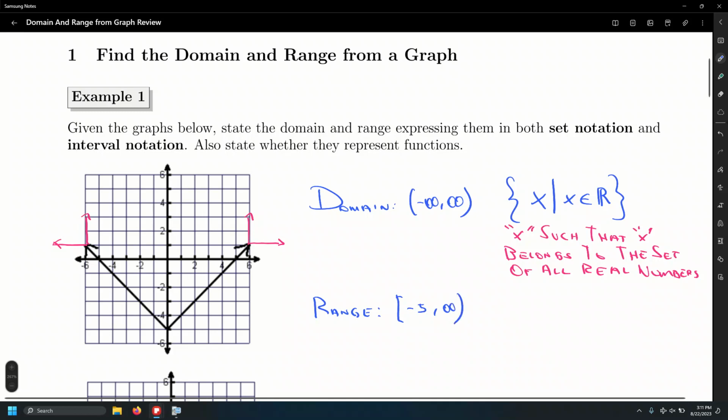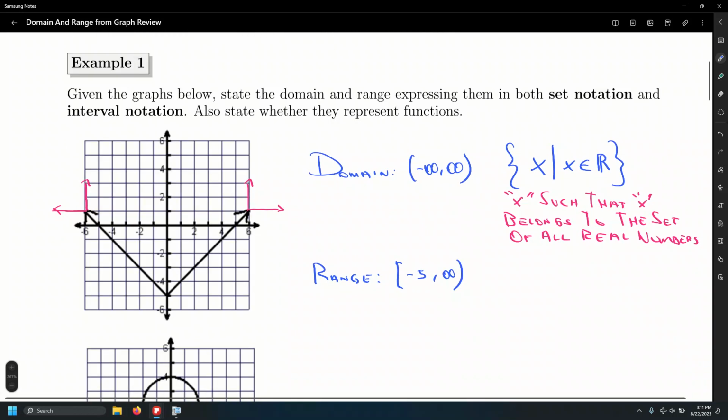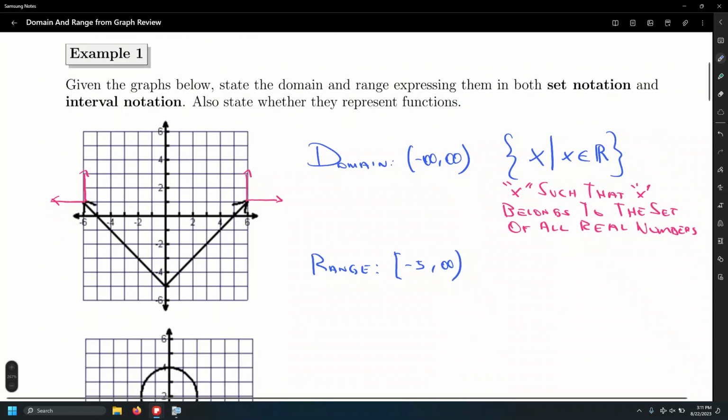Notice I put brackets for the -5 because here I see a solid point. It could be the case in which this could be an open circle, all right? And well, in this case, that'll change the way we would describe the range, all right? Well, that's in interval notation.